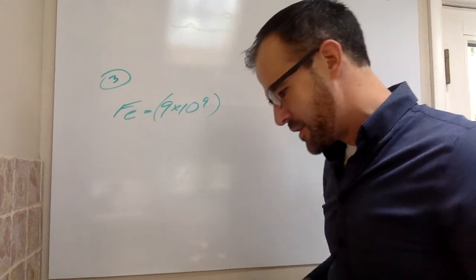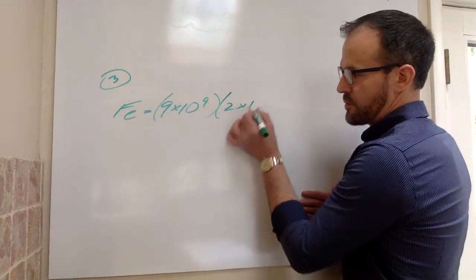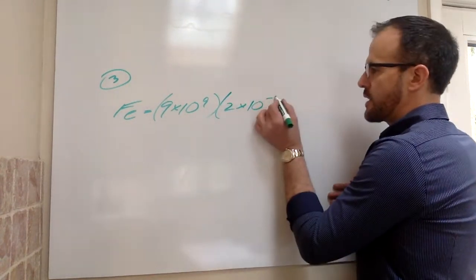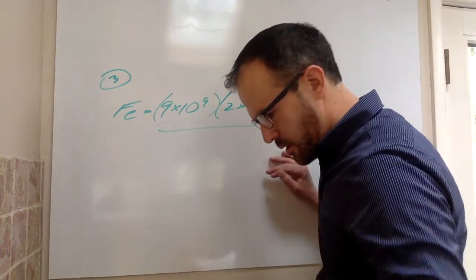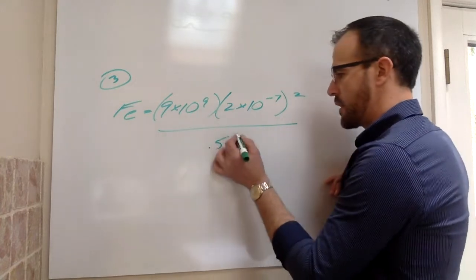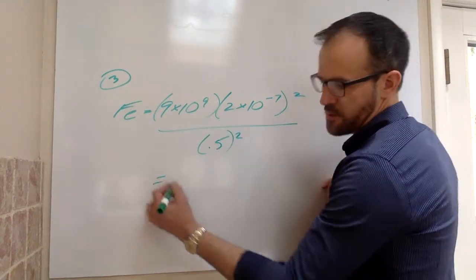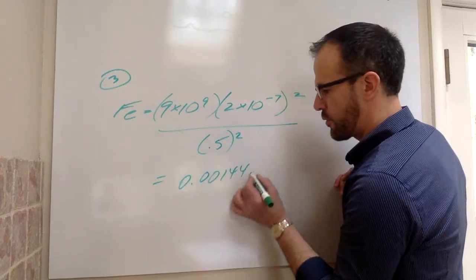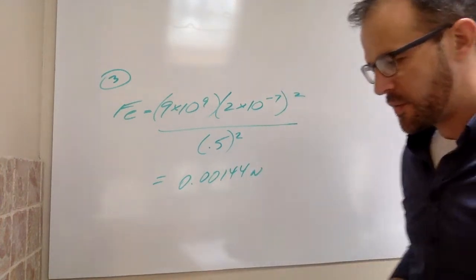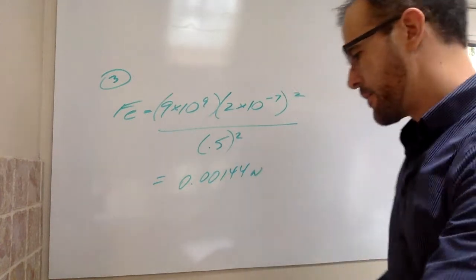Let's see, 9 times 10 to the 9th, we've got 2 times 10 to the negative 7, and they have the same charge again. We can square it or write it again, either way. And 0.5 squared for the distance, and you get a force of 0.00144 newtons, if I did my math correctly. Fact check me.